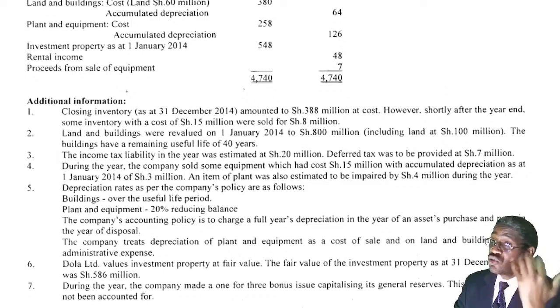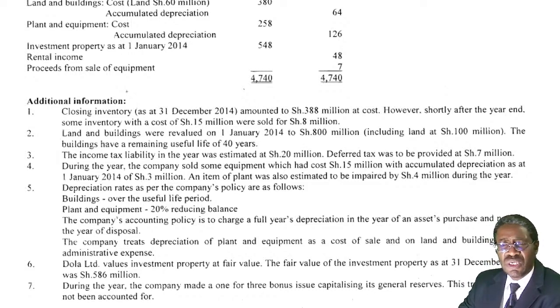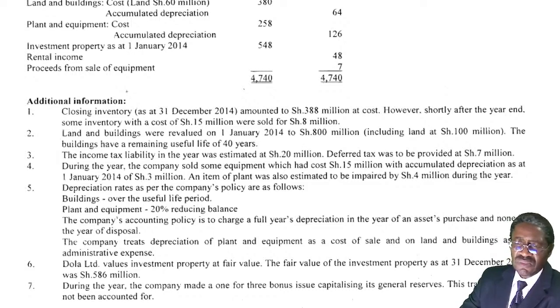Now listen, of course you know disposal goes with the depreciation. So note number 5, we can read it together. It says, depreciation rates as per the company's policy are as follows. On buildings over the useful life, of course we have already depreciated the building by 40 million over 40 years. Then you are given plant and equipment, which is the one we are dealing with, at 20% reducing. It is the company's policy to charge a full year's depreciation in the year of asset purchase and none in the year of disposal. The company treats depreciation of plant and equipment as a cost of sales and on land and building as an administrative expense.